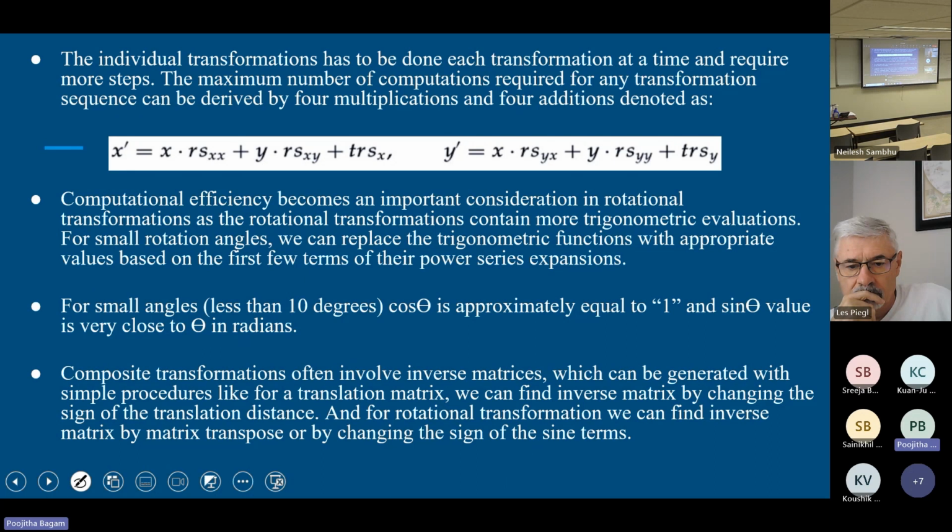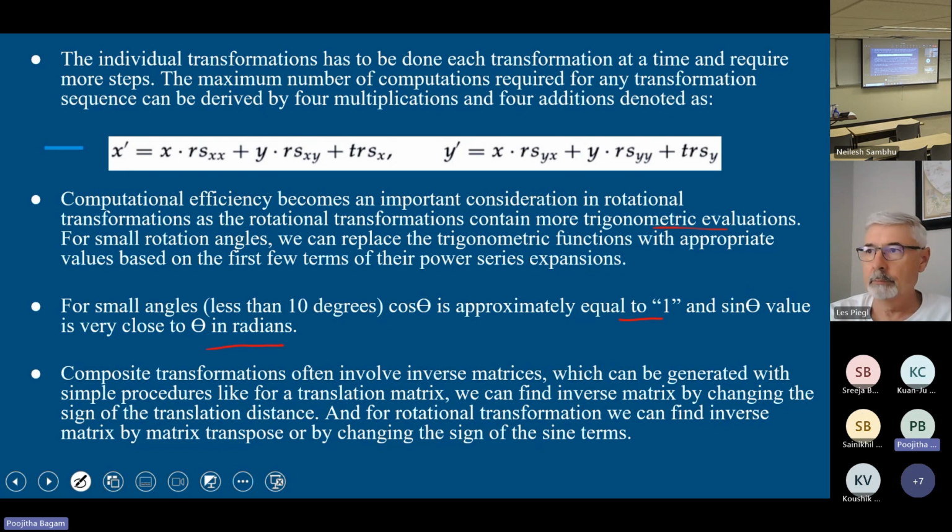The individual transformations have to be done one at a time and require more steps. So we introduce homogeneous coordinates, where when we multiply a point represented in homogeneous coordinates by such a matrix, the computations can be more efficient due to the regular structure of the matrix, and homogeneous coordinates simplify the concatenation of multiple transformations. Computational efficiency becomes an important consideration in rotational transformations as they contain more trigonometric evaluations.